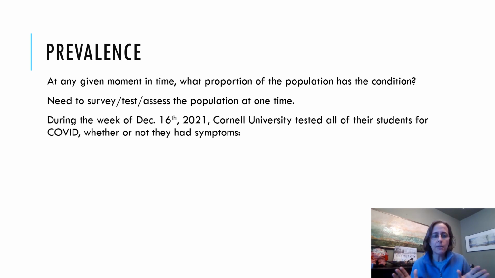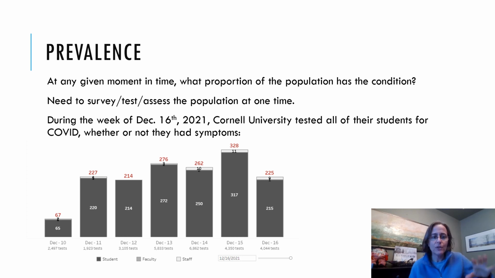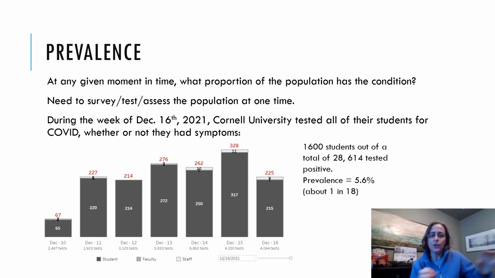So in December 2021, Cornell University tested all of their students, like all of them, all 30,000 students in 1 week to see how many of them had COVID-19. And so this is what we found. Okay, so depending on the day of the testing, right? But look, there was quite a lot of COVID going around. And so they tested a total of about 28,000 and 1,600 students tested positive. So the prevalence was 5.6%. So on any given day, approximately 1 in 18 students was positive for COVID.